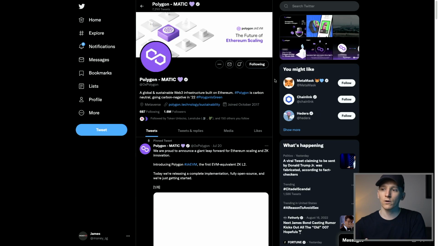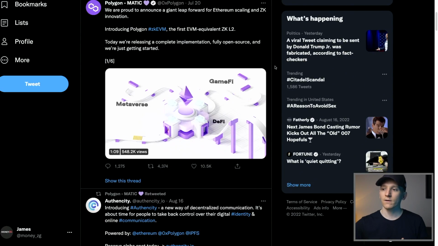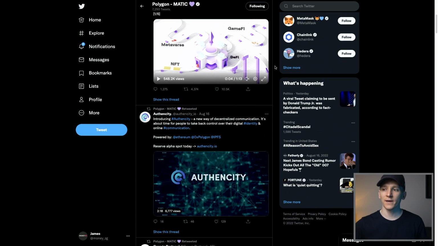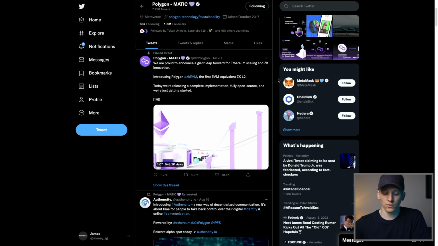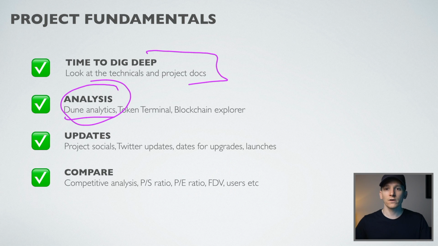For something like Polygon, you're going to be looking at what applications are launching on the network. It's just basically a stream of all the applications that are launching. This is good. You need to be up to date with all of this stuff to know what stage am I in, and is there going to be a lot launching over my investment time horizon that's going to add value for it. That would be something that I look at.